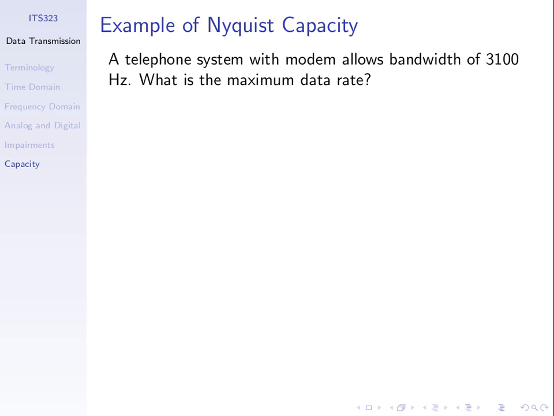So how many levels do we need to get this capacity? What about M? What should M be? Log base 2. No. Wrong direction. Log base 2 of M equals 9.03. What value of M should you use? 2 to the power of 9. What's 2 to the power of 9?